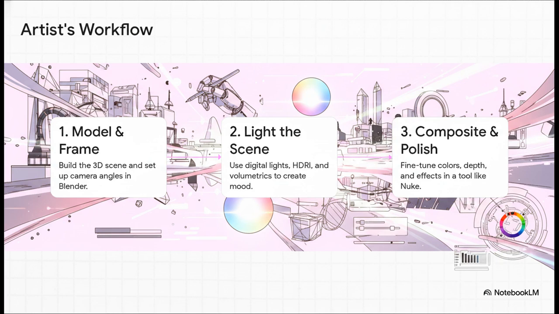So if you put it all together, the artist path is this really meticulous, detailed craft. First, they're in a program like Blender, building the scene, placing every little thing, setting up camera angles. Then they basically paint with light to create that whole vibe. And finally, they jump into a compositing tool like Nuke to polish every single pixel, tweak the colors, and add those final cinematic touches, like a little bit of film grain.